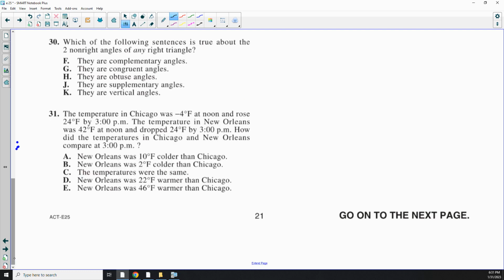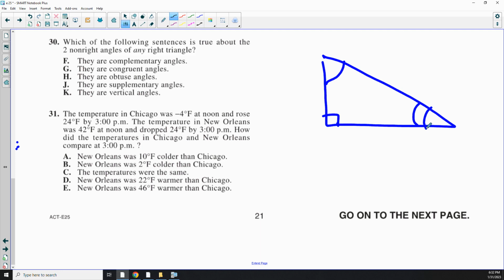The 2 non-right angles of any right triangle. So here's a right triangle. These 2 angles have to be complementary. They have to add up to 90. They're definitely not vertical. Vertical is when 2 lines intersect. That ain't happening. Supplementary, they're not. That's add up to 180. Obtuse, they're not, because they're clearly less than 90. And they certainly don't have to be congruent. Choice F.